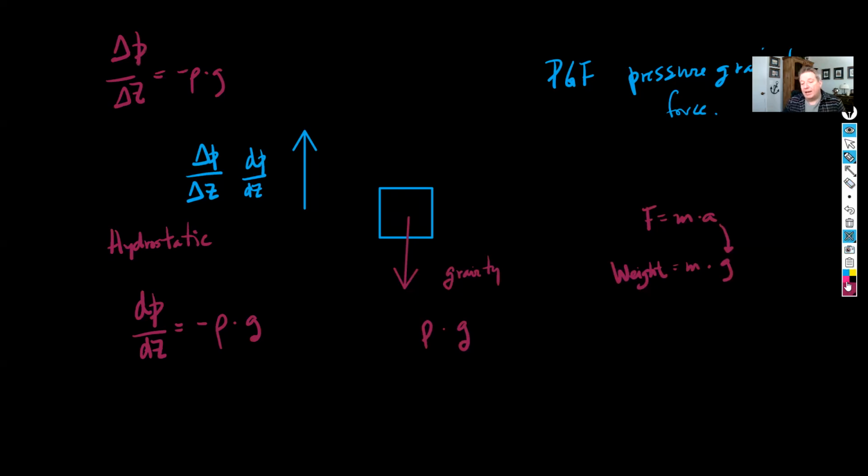Now, there are times where this equation is written differently. I divide both sides through by density. So it may look like this: negative 1 over rho dp dz equals g. And so another way to look at that is we can say that negative 1 over rho dp dz is the pressure gradient force, or the acceleration from the pressure gradient force, that's balanced by gravity.